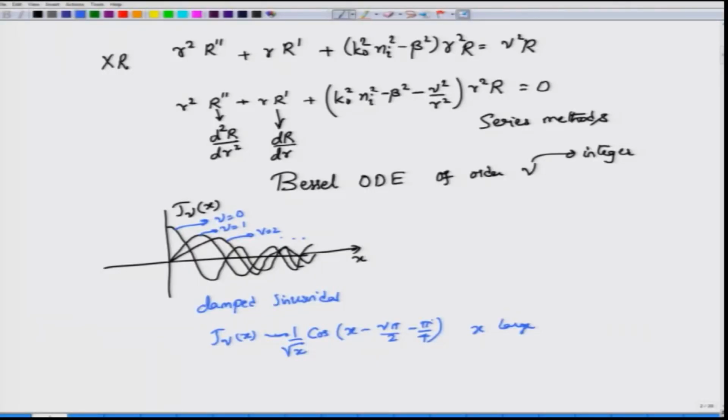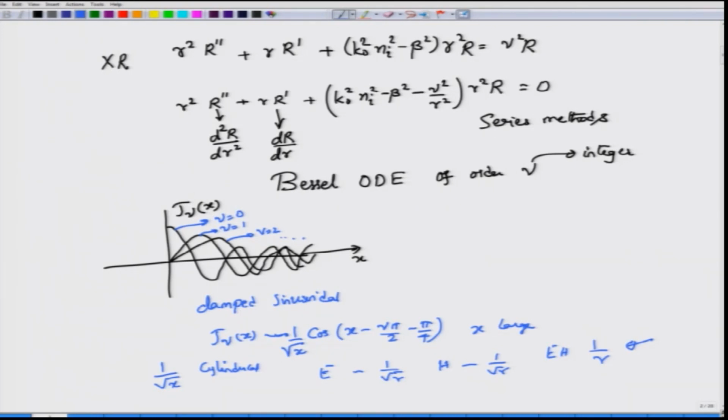So, as x goes to a larger and larger value, the oscillations look more like a cosine wave with some phase shifts, give or take, but the amplitude drops because there is a 1 by root x term out there. This is a characteristic of cylindrical waveguides, because when the electric field goes as 1 by square root r and the magnetic field goes as 1 by square root r, together the product E H, which would be your Poynting vector, will go as 1 by r. I am not writing the vectors, I am just giving you the basic idea. So, this is the characteristic of a cylindrical waveguide system.